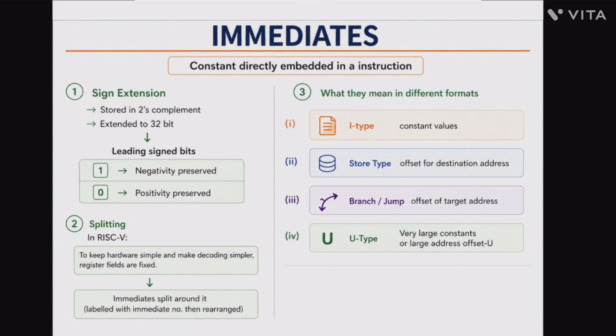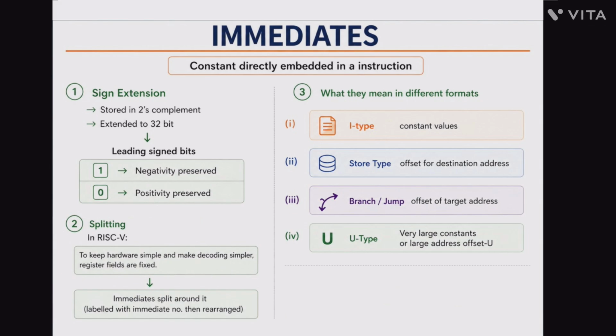Then splitting: in the instruction we split the immediate value, so if it is 12 bits, it will be in 2 parts. This enables quicker, easier, and modular access by the processor. And what do they mean by different formats? We have various types of instructions which we'll be seeing in detail later.